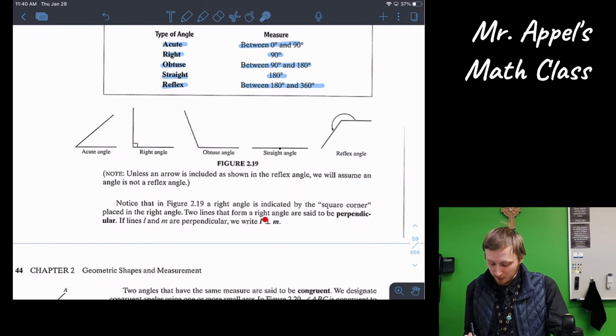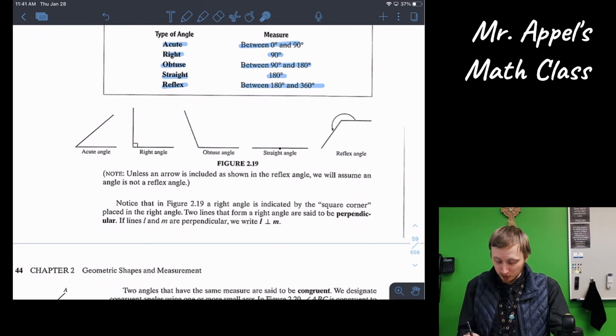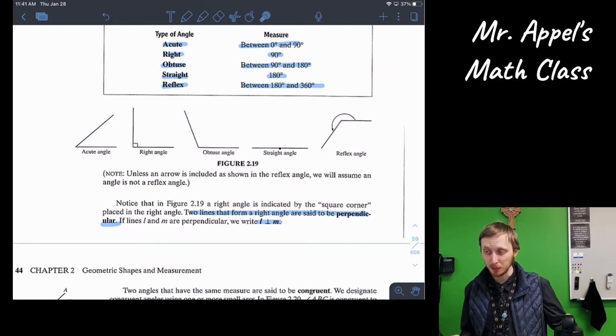Two lines that form a right angle are said to be perpendicular. If lines L and M are perpendicular, we write L is perpendicular to M, and we use this upside down T symbol there.